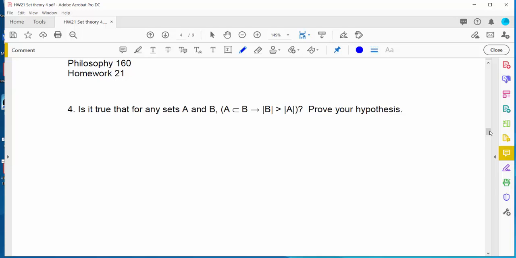And that connects nicely actually to the next problem, which is really just to see if you've been paying attention to the lecture. Here you're asked, is it true that for any sets A and B, if A is a proper subset of B, then the cardinality of B is greater than the cardinality of A? And that is actually answered in precisely that part of the lecture that I just referred to.